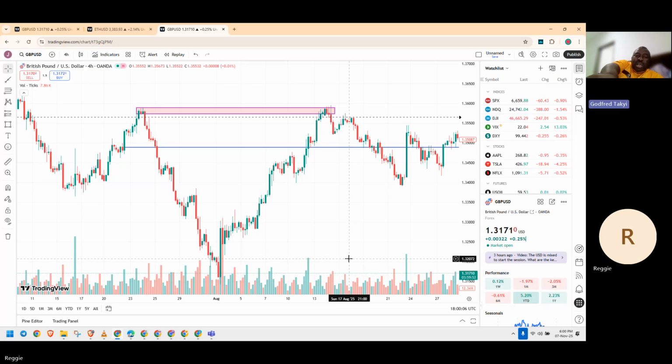You can even put the cursor on it and move it to any level you want. You can move the alert a little closer to the zone. That's all. So when price is in the zone, your device will alert you. That's very, very fine.